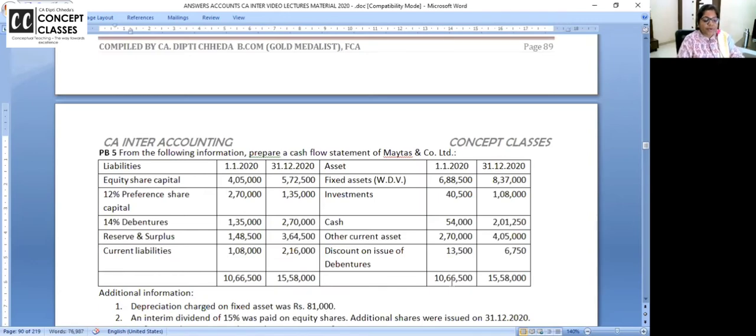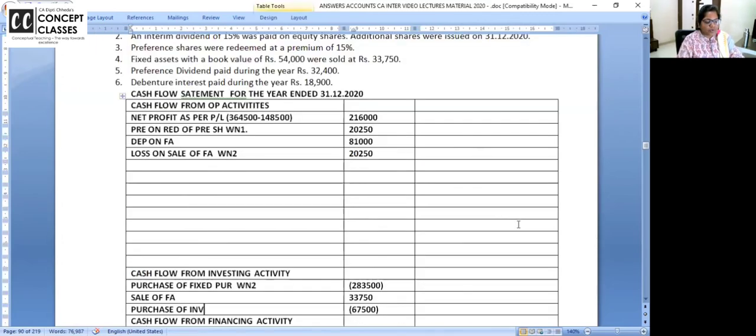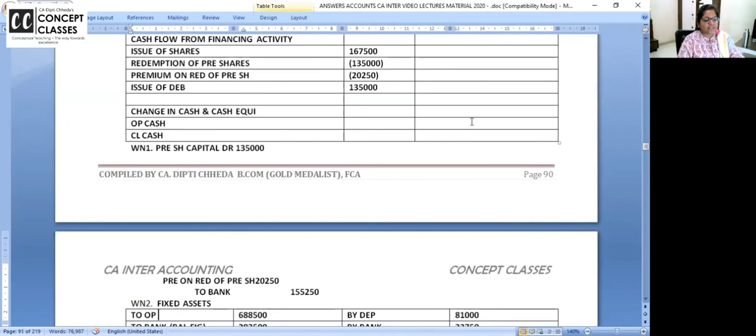Cash. Opening cash is 54,000. Closing cash is 2,01,250. कहाँ लिखूं? Now only go and write in the last. Opening cash is 54,000. And closing cash is 201250. Definitely change in cash कितना आएगा? Balancing figure. Smart work. मैम ऊपर से अभी तक आंसर नहीं है, नीचे से तो आ रहा है, लिख लो ना एग्जाम में, you will get step marks. Yeah, this much smart work you should do.